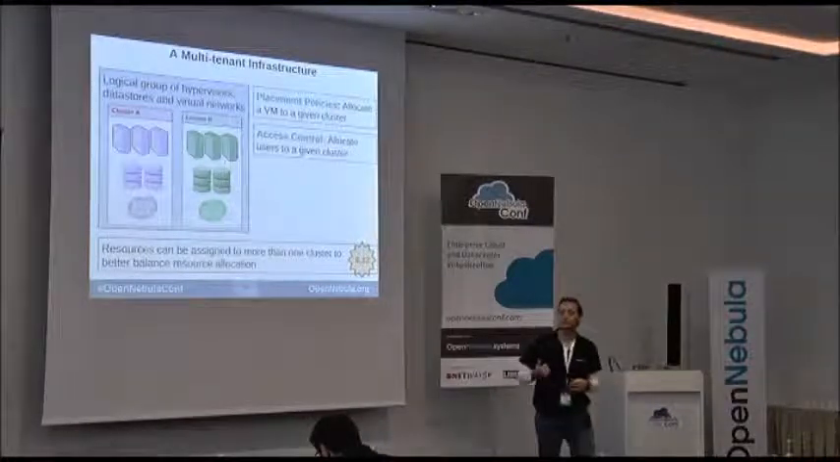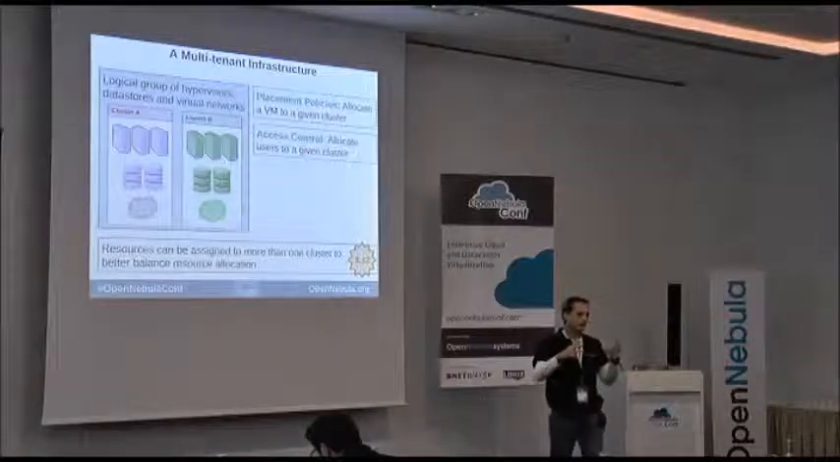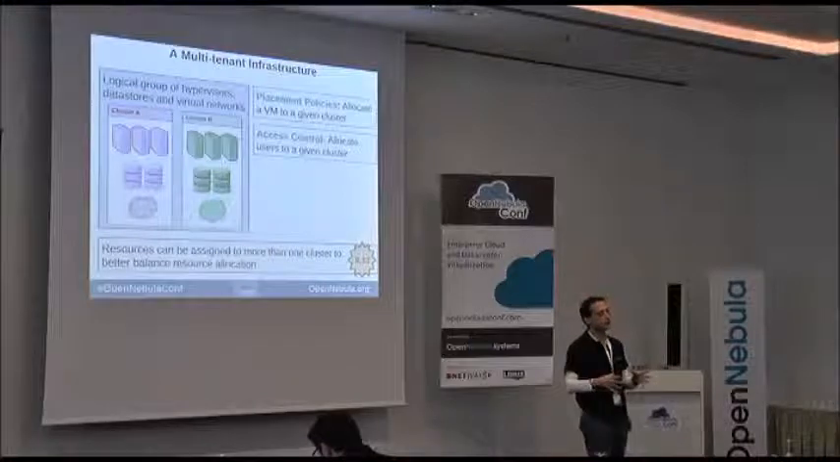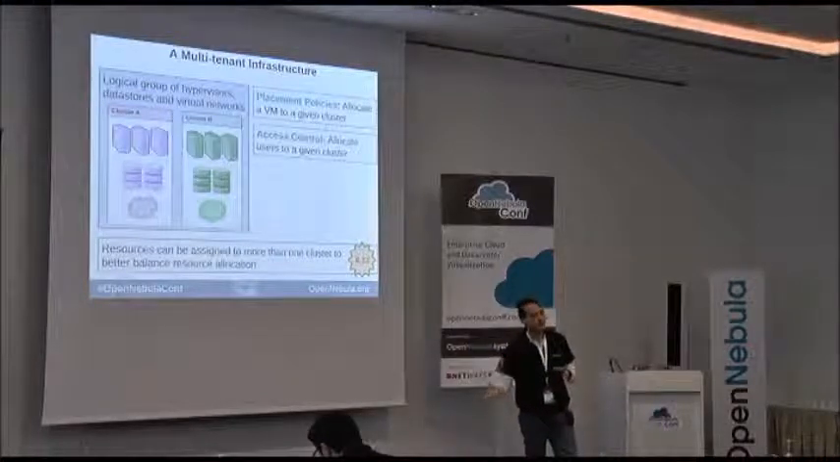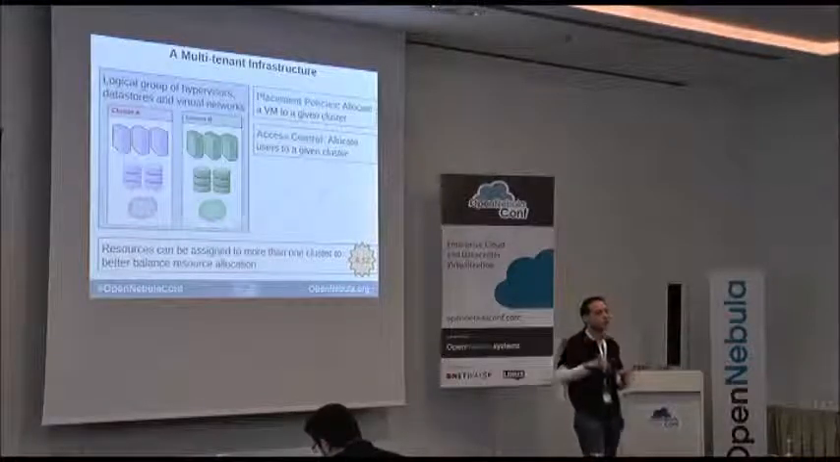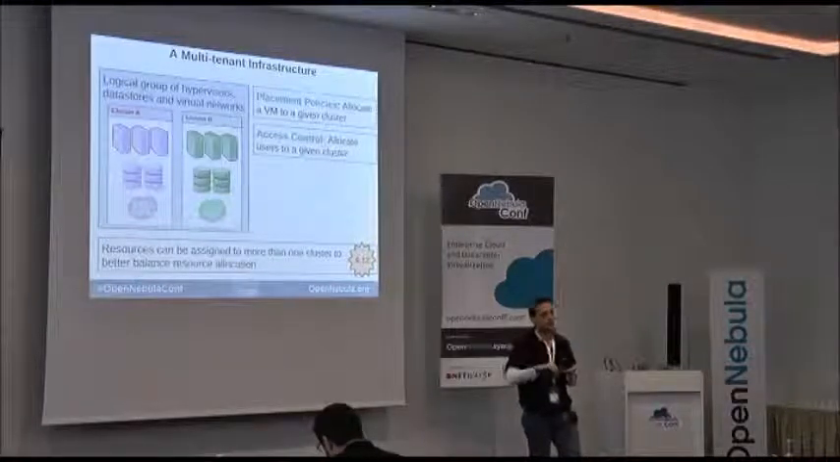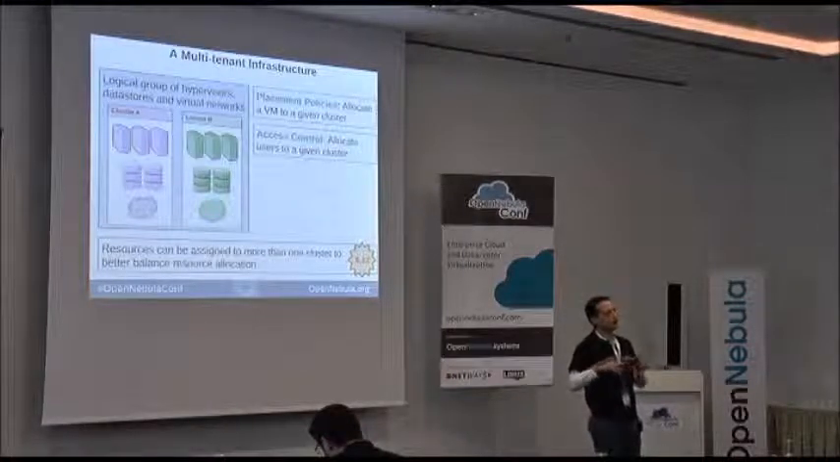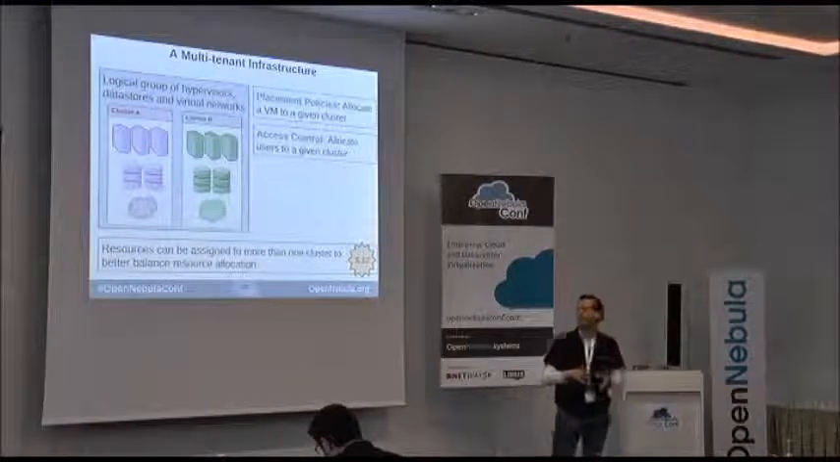The first one is placement policies. If you have clusters, you can establish allocation policies so that a given set of virtual machines are only going to run in a given set of hypervisors, or they can only use a given set of virtual networks, or they can use only a given set of images for the virtual disk, right?